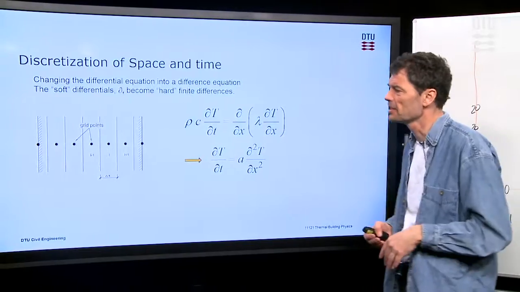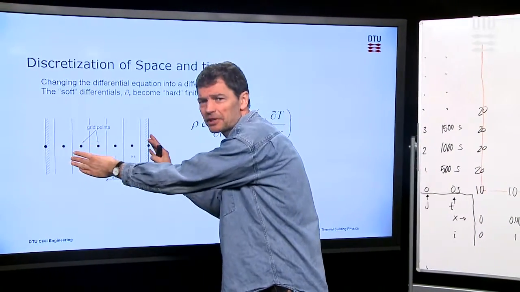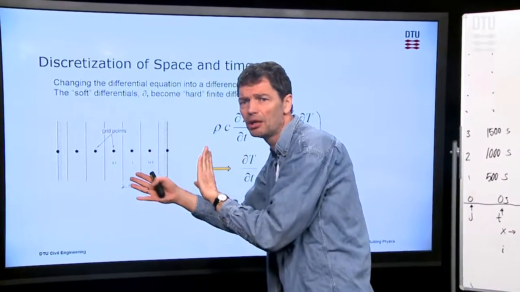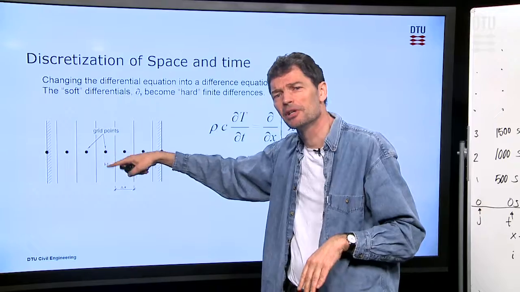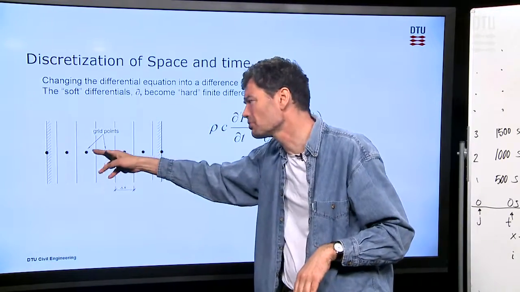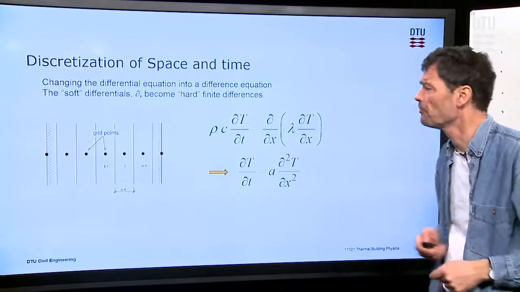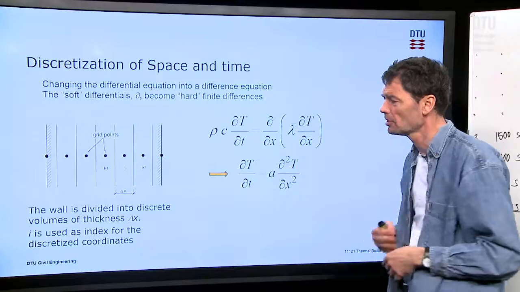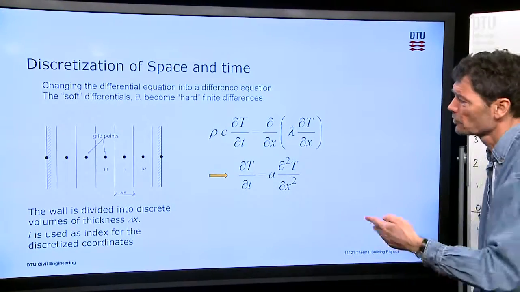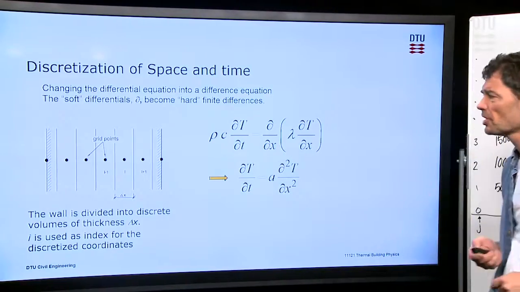So if we take the space, let's say we're going to calculate a wall, then the real thickness of the wall we subdivide into volumes of a certain thickness delta x, and we calculate the conditions only in some node points, grid points, in the center of each volume typically. So we have a discretization of the thickness of the wall into delta x's, and we use the letter i to number our volumes of the wall.